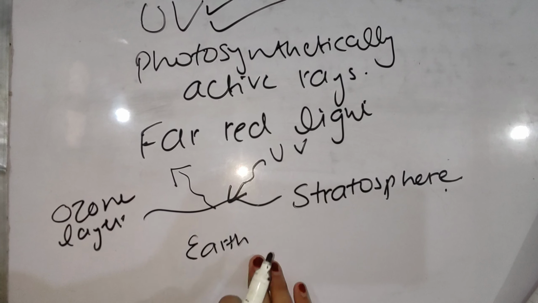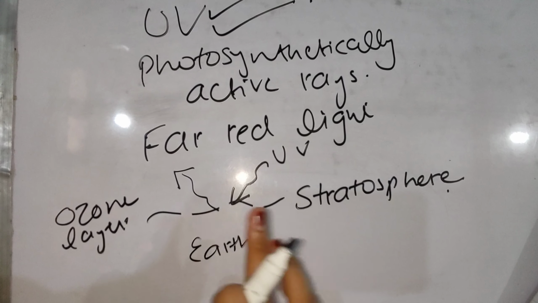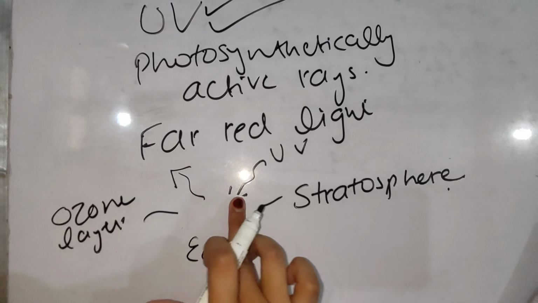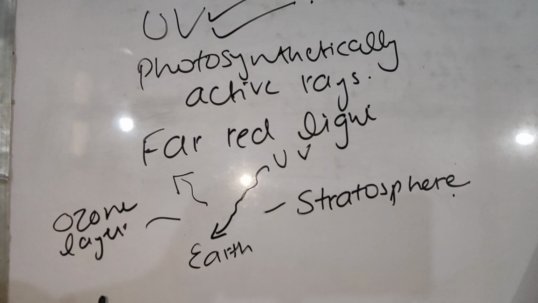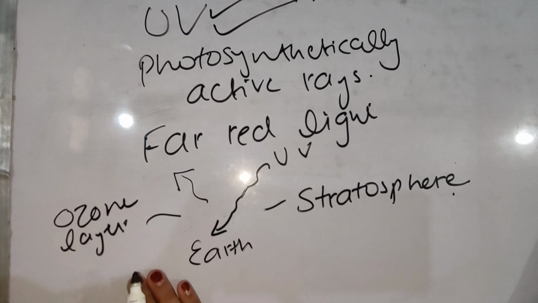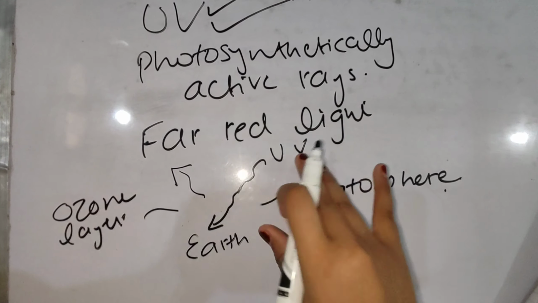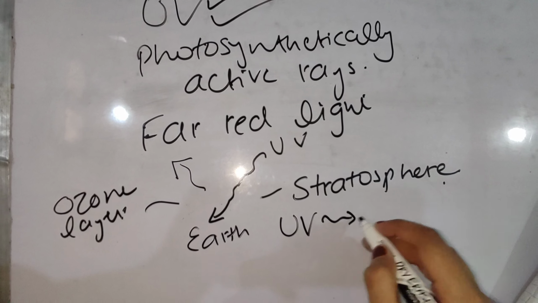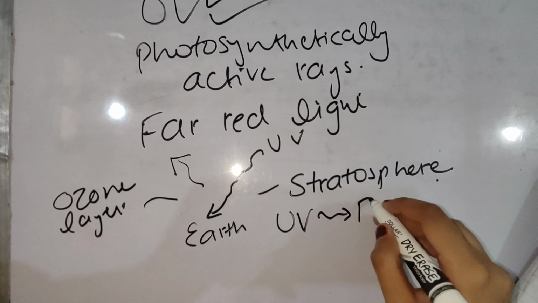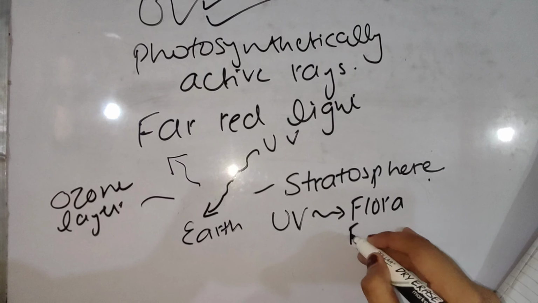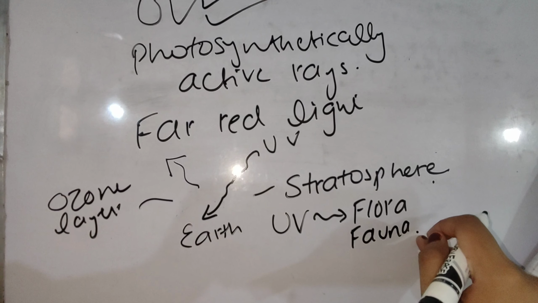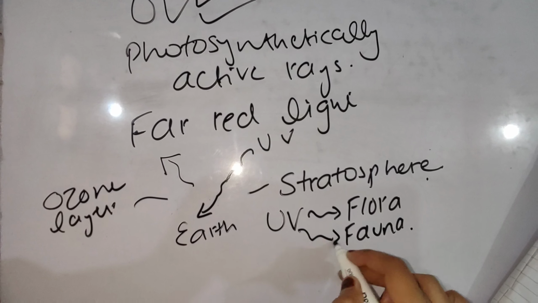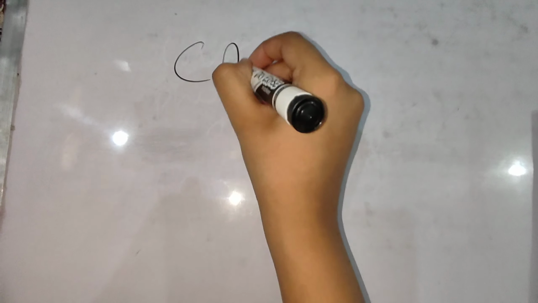But due to some human activities, the ozone layer has some holes and is disappearing in some places. So UV reaches Earth, and on Earth there are plants as well as animals. UV directly damages flora and fauna. Flora is plant life, fauna is animal life. So it damages both lives on Earth. Let's talk about the causes.